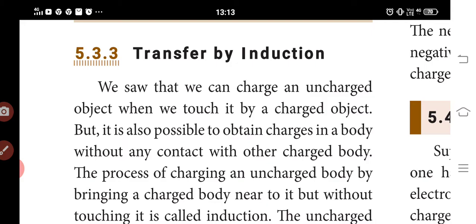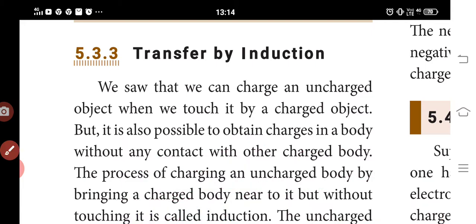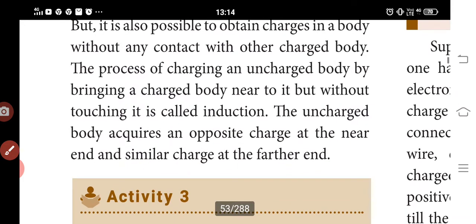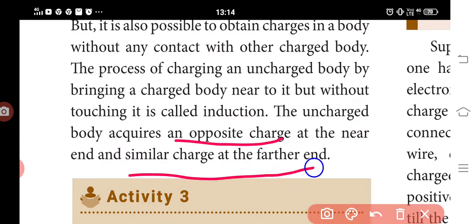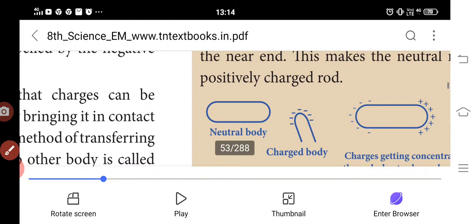So without any contact, a body can be charged. The process of charging an uncharged body by bringing a charged body near it without touching is called induction. The uncharged body acquires opposite charge at the nearer end and similar charge at the further end. So attraction takes place, and the electricity is due to that.